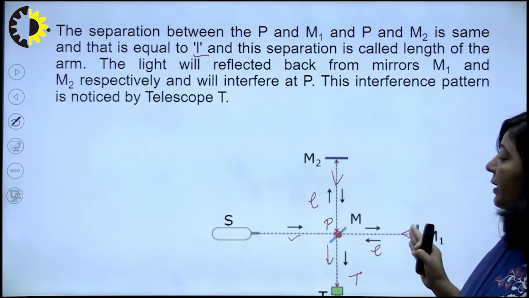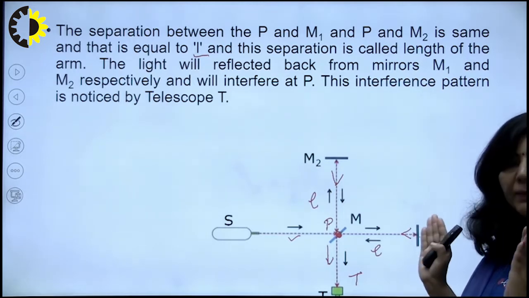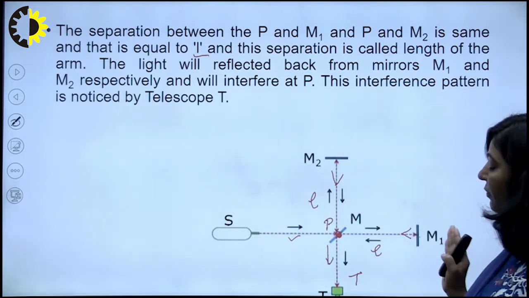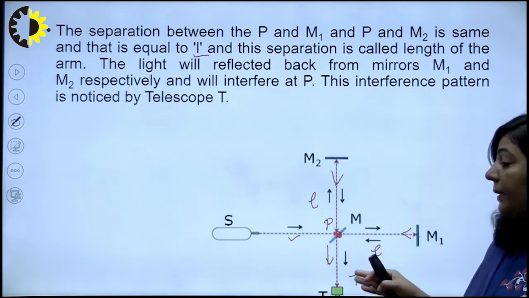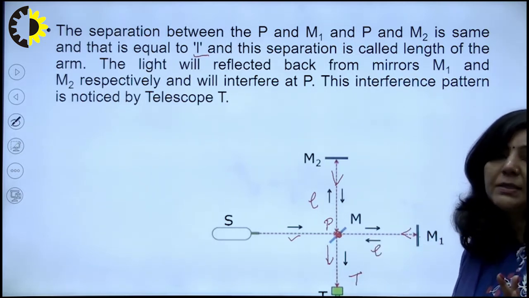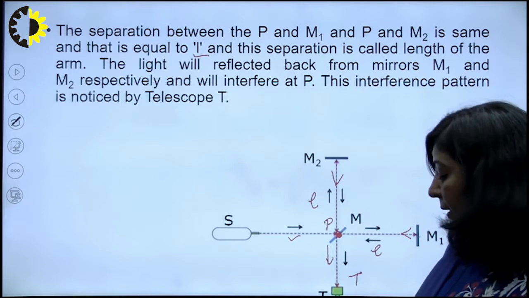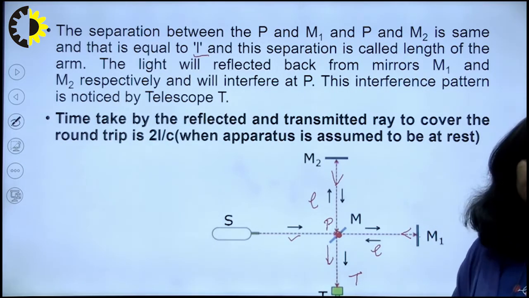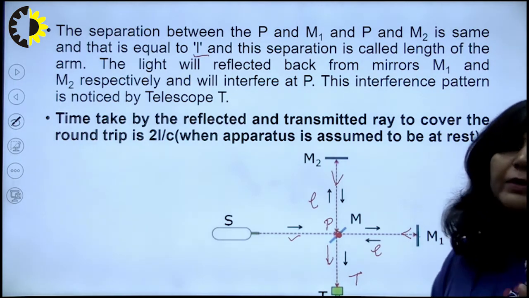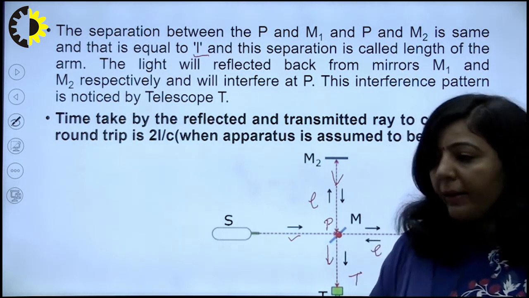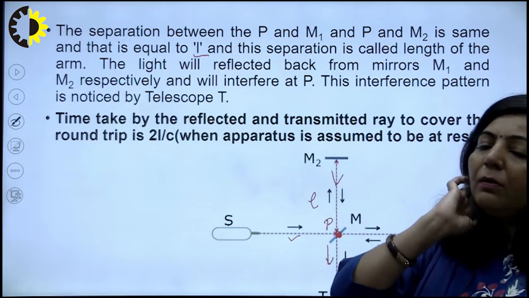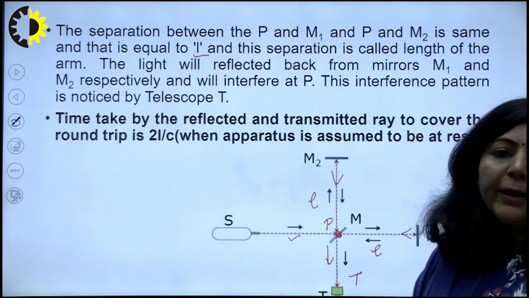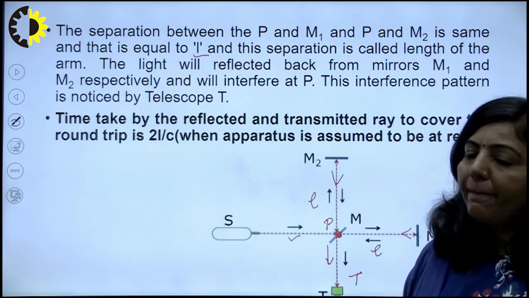So both the rays, when they reach the mirrors, will be reflected by the mirrors and will come back to glass plate P. Then those two rays, the reflected and the transmitted, are directed towards the telescope, and there they will superimpose and you will get an interference pattern, right? So this experiment was performed by Michelson and Morley in 3 steps.